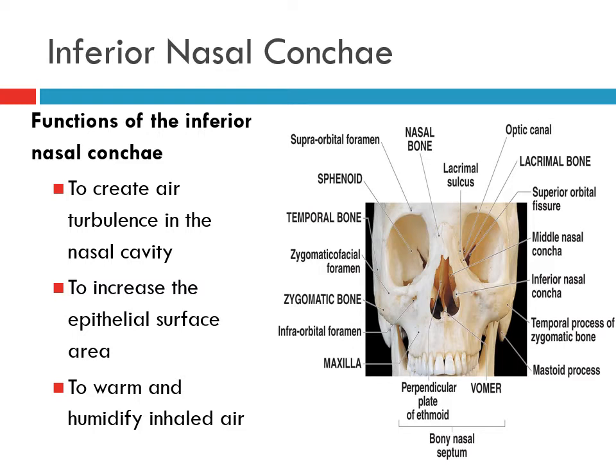So the purpose of the conchae is to humidify inhaled air and warm it, and to increase epithelial surface area. So you have mucous membranes in there that are going to trap any bacteria or particles that are coming into your body that shouldn't be coming into your body. It can trap them in the mucus, and then you can expel them from your body.